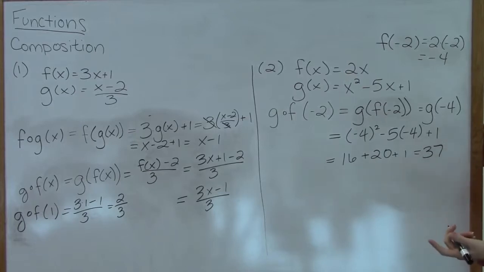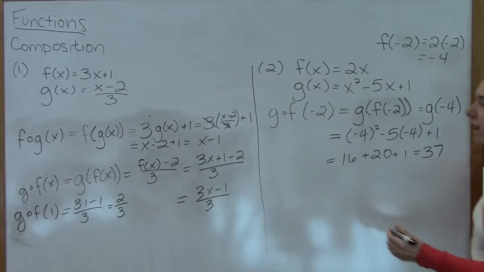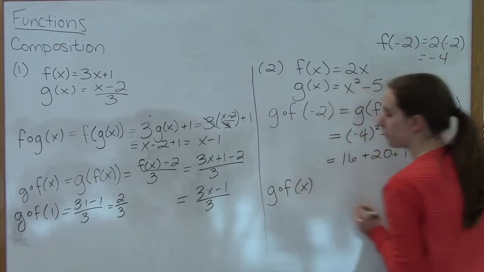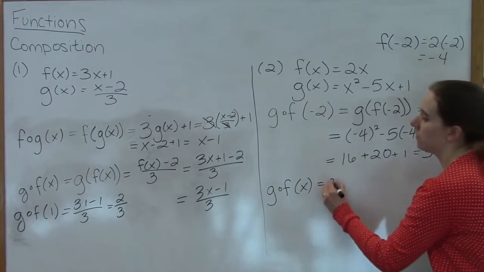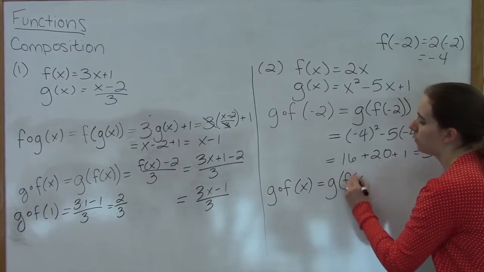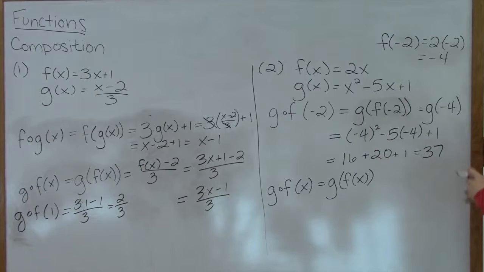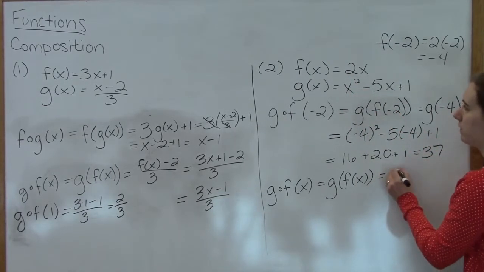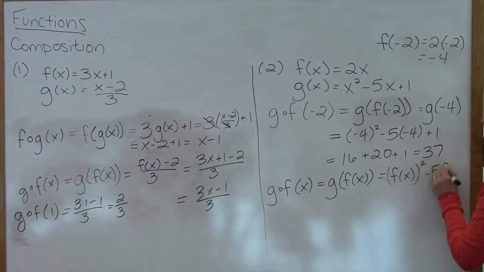Now let's go through and do it the other way. Let's find g composed with f of x, and just double check that we're right, that both ways would really give us the same answer. So again, this is g composed with f of x, meaning f of x is our input, g is our function. So 2x is going to be my input into this equation.